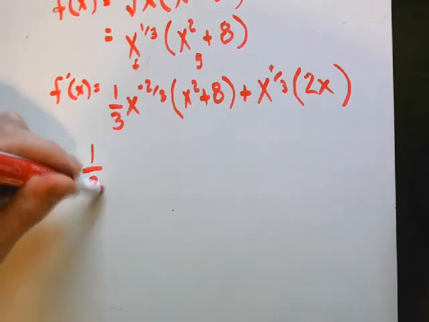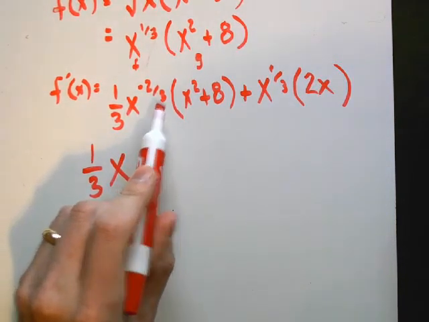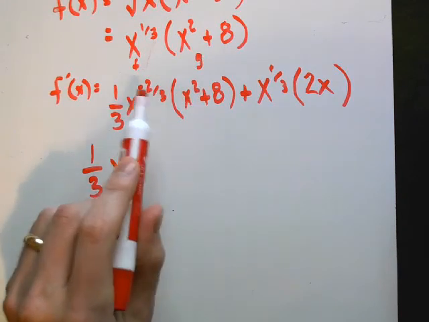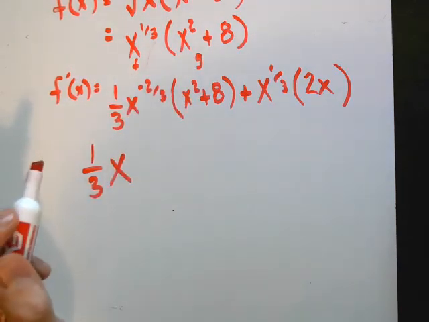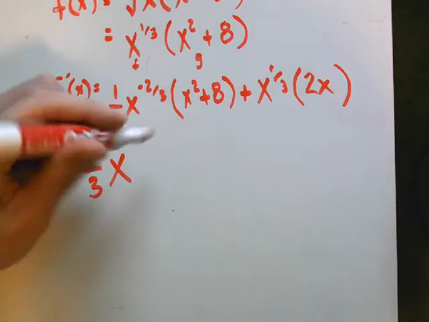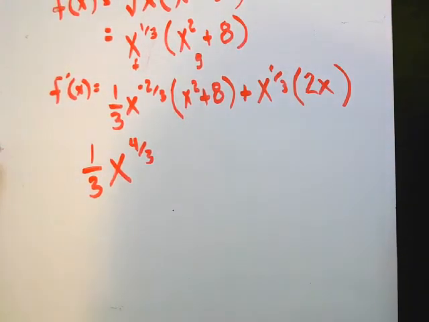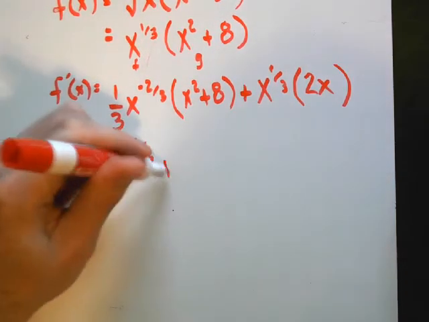1/3 times 1 is 1/3. x to the, all right, so we have a negative 2/3 and a 2. Remember that when you're multiplying with exponents, you actually add the exponents together. So negative 2/3 plus 2 comes out to 4/3. And if you don't believe me, you can go off to the side on your own and say negative 2/3 plus 2/1. Once you find common denominators and add them together, you get 4/3.